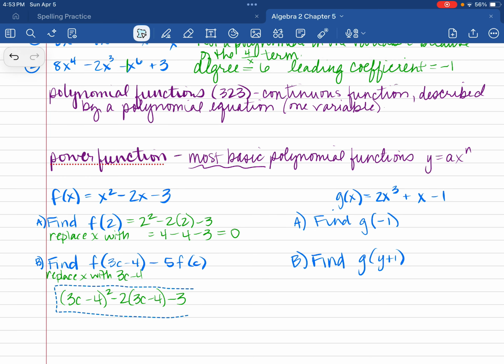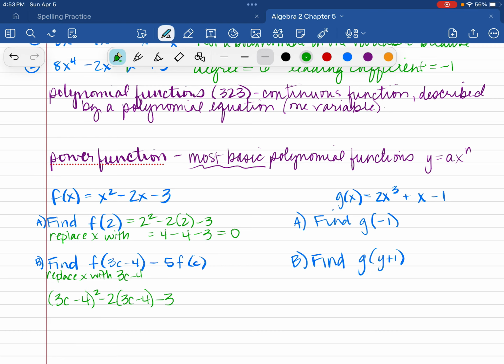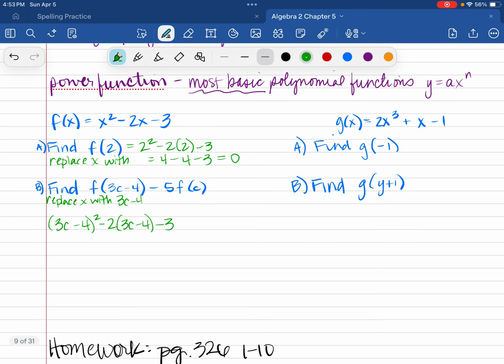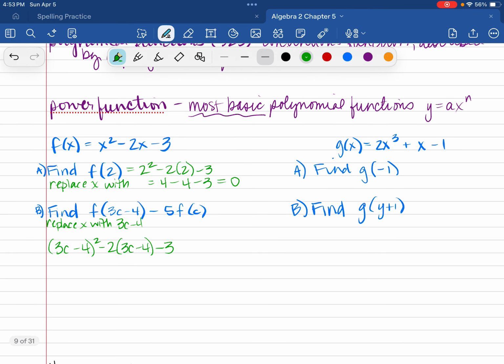I didn't really give myself enough room here. Okay, I'm going to ignore that other part of it, the -5f of c, for the time being. We're going to just focus on this first part and simplify this. So simplifying this whole expression means, first of all, squaring this 3c minus 4. So that 3c minus 4 squared means I'm doing 3c minus 4 times 3c minus 4 minus 2 times, I'm just going to keep that the way it is for just a second.